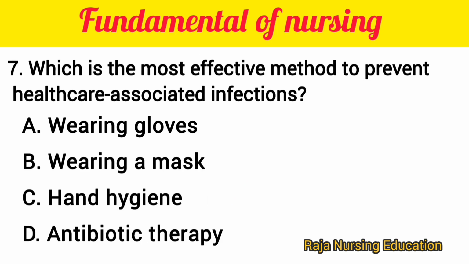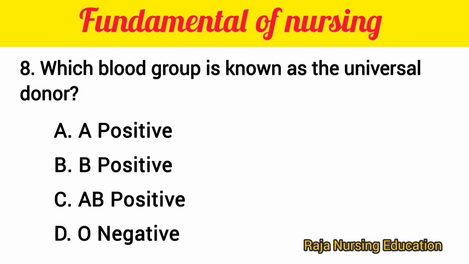Which is the most effective method to prevent healthcare associated infections? The answer is C. Hand hygiene. Which blood group is known as the universal donor? The answer is D. O negative is the universal donor.